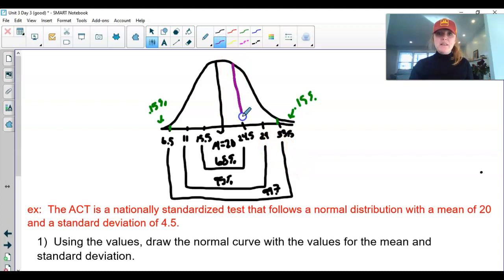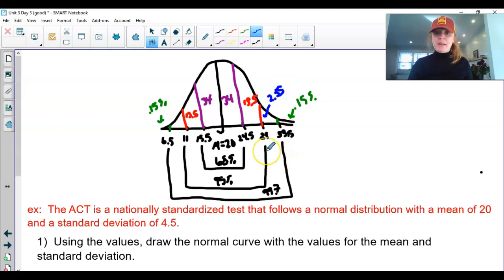We know that 34% of people will get an ACT score between a 20 and a 24.5, and the same between a 15.5 and a 20. 13.5% of people will get an ACT score between a 24.5 and a 29. And the same over here, 13.5% of people will get an ACT score between 11 and a 15.5. And then finally, this area right here, 2.35%.